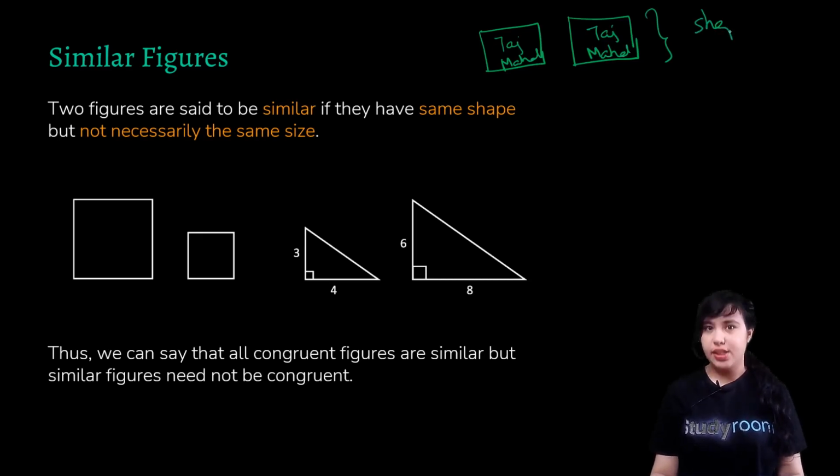Well, you can't just say. You need to look at the shape and you need to look at the size. A Taj Mahal can't undergo some structural deformation over the years, right? So its shape would remain the same. And talking about the size, the size of the photograph is also the same. So these 2 pictures would be congruent.